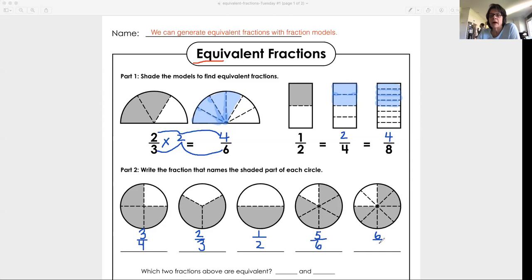Okay, using these models, the next question asks which 2 fractions above are equivalent. Remember, equivalent means equal, have the same value, have the same amount shaded. So I'm going to look at these and see if I can eliminate any of them. Well, I know that none of them have this much white space, so I'm going to cross that one out.